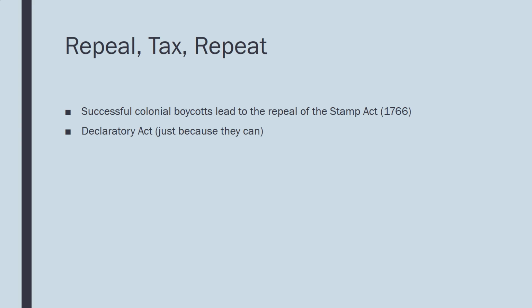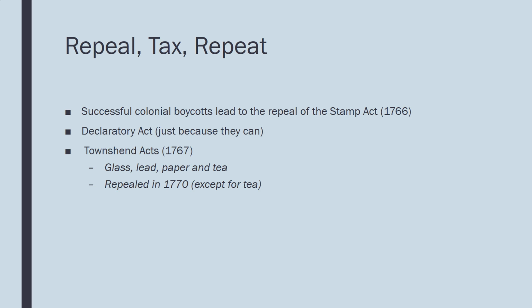But they do also pass the Declaratory Act, basically to say although we're going to repeal the Stamp Act, we still have the right to tax you. So I don't know how many colonists really heard that. I think they were just excited that the Stamp Act was no more, and so they were happy with Parliament, happy with the king, and things looked okay.